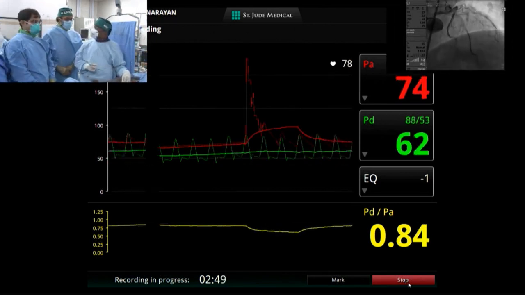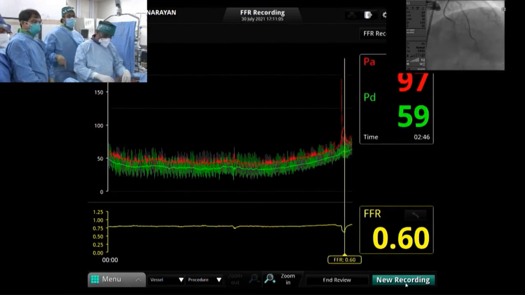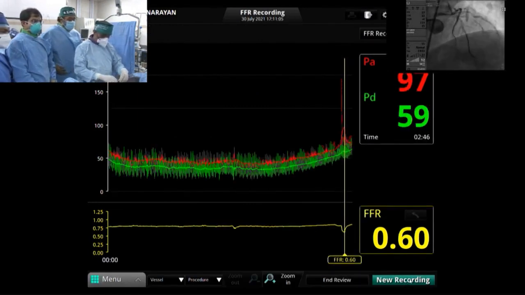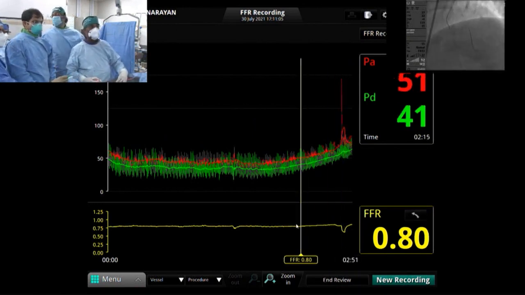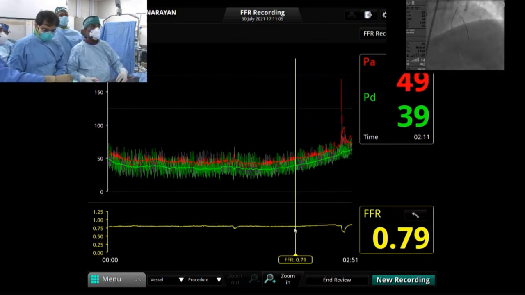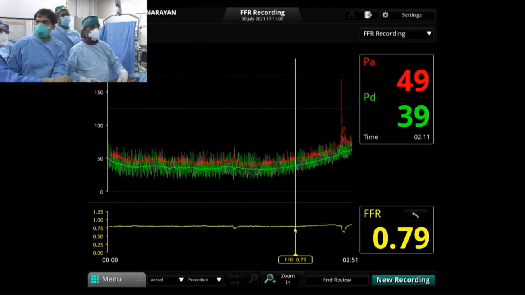Take out the FFR wire to the circumflex. We should take this to the circumflex to assess the proximal circumflex. But they should also do a careful pullback and make sure there is no occult disease in the left main. What Sir is advising is to take a pullback and see that. Okay, they want you to take a pullback.